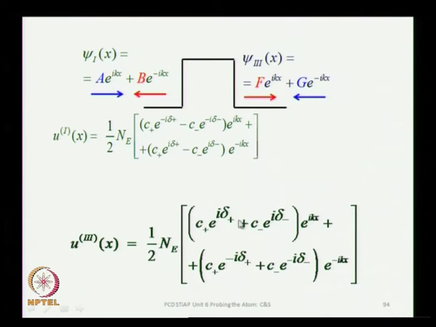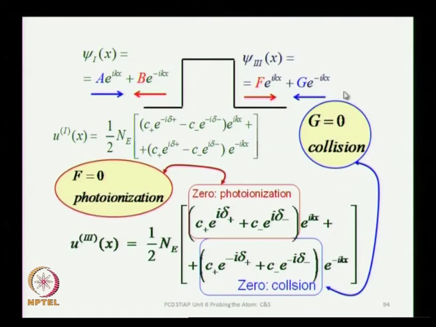So, for region 3, this is the linear superposition of e to the ikx and e to the minus ikx, but now the coefficients, instead of A and B, are in terms of c plus and c minus and the phase shifts. Now, we know that G equal to 0 is the collision experiment, and F equal to 0 is the photoionization experiment. What essentially it means is that this box will be equal to 0 for collisions and this box will be equal to 0 for photoionization, and let us see how these are related to each other.